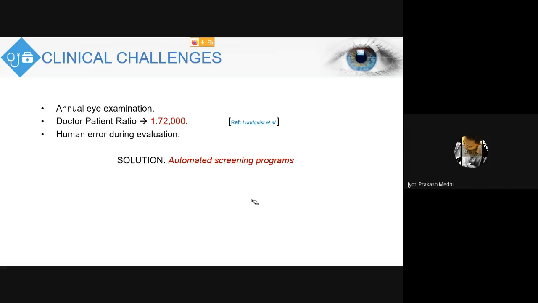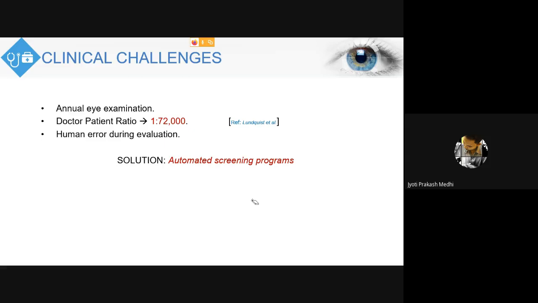Now, if we start calculating the ratio of number of patients to number of doctors, it is found that one doctor is associated with a total of 72,000 patients. So it becomes almost impossible for the doctors to identify various stages or various symptoms of retinopathy. So here we have to go for automated analysis, because if a doctor starts examining with this ratio, then after a certain period of time, there will be various human errors due to fatigue.